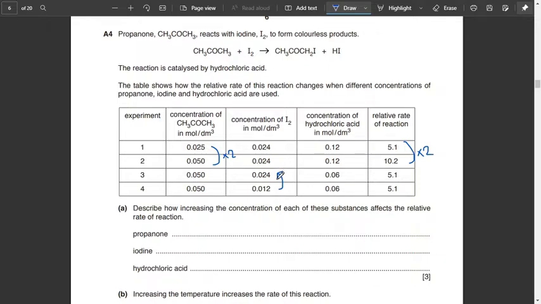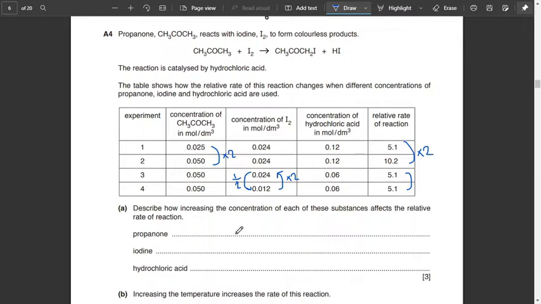It has been increased, right? It has been doubled in this way. So from reaction 4 and reaction 3, or in other ways we can say it has been halved. Either we can say that it has been halved or it has been doubled. However, if we look at the relative rate of reaction, it's the same, there is no change, there is no effect. So we can conclude or deduce that iodine does not affect the relative rate of reaction.